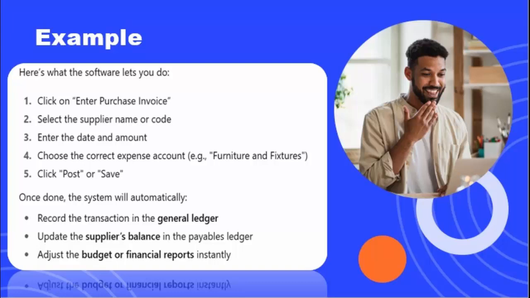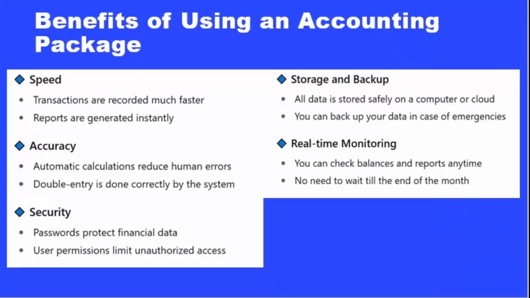Once done, the system will automatically record the transaction in the general ledger, update the supplier's balance in the payables ledger, adjust the budget or financial reports instantly. This one action updates multiple ledgers and prepares your reports, saving you lots of time and avoiding errors.